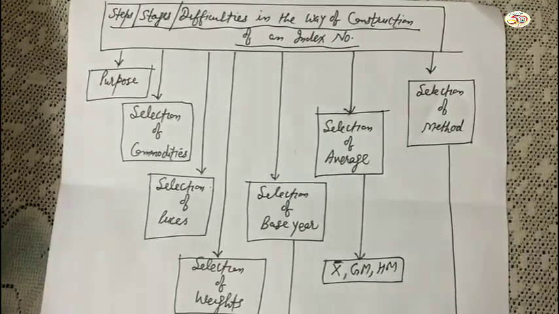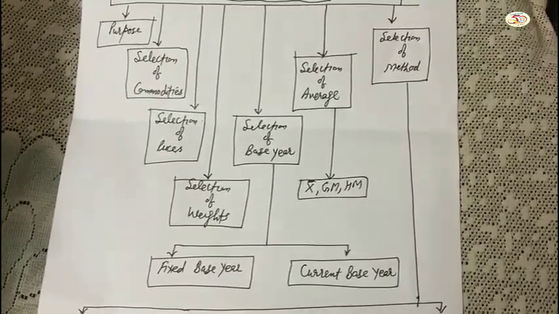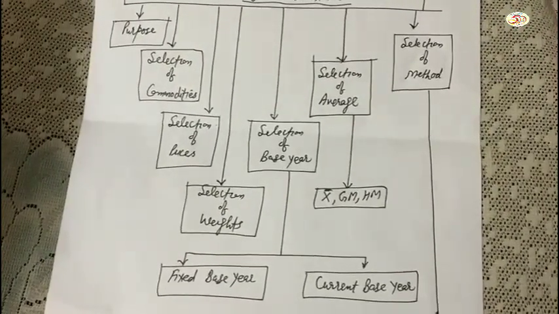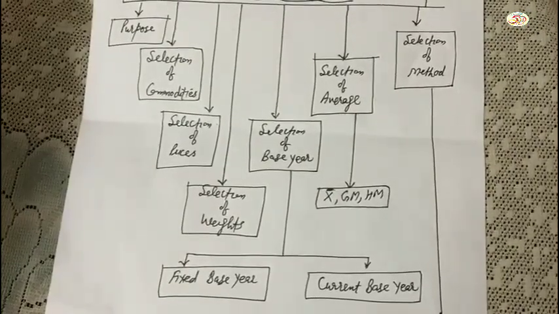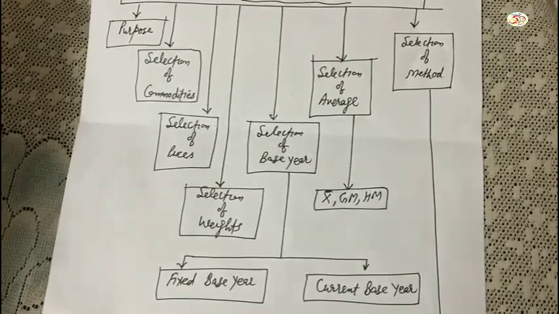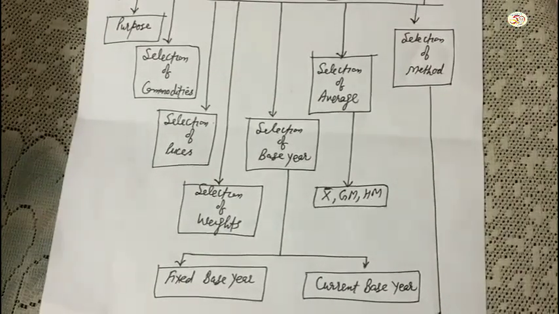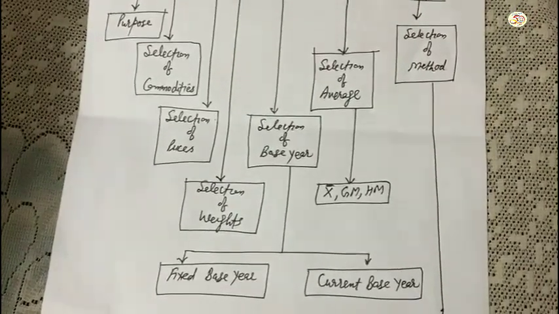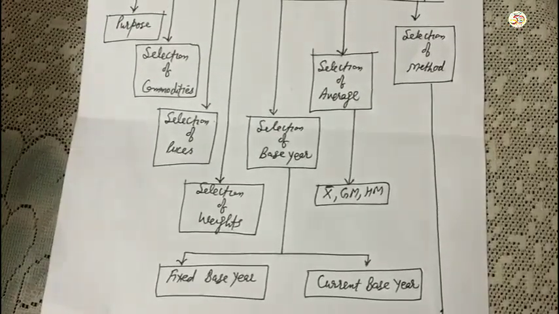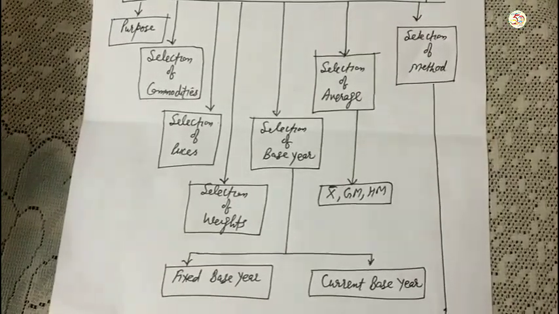Next step is selection of base year. Base year can be fixed base year, can be current base year. If the base year is fixed, it does not change throughout, it is called fixed base year. For example, if we are to prepare index for 2019, base year can be 2011. Current base year index, in this case, the base year is always previous year. For example, if we are to calculate index number for 2019, then 2018 will be base year. If we are to prepare index number for 2015, 2014 will be base year.